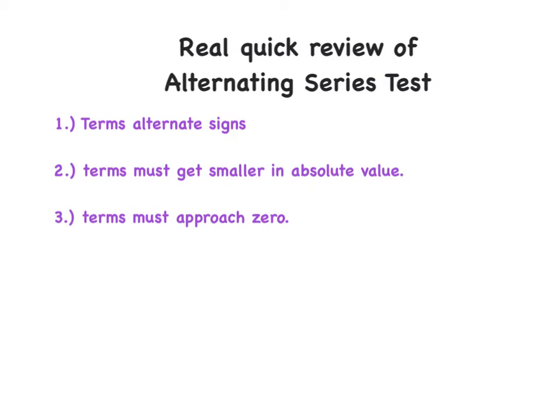There are 3 conditions we said had to be met. First of all, the terms actually have to alternate signs, and that's the no-duh condition. You're going to spot that right away by seeing -1 to the n, or sometimes -1 raised to the n plus 1. Something like that is going to cause it to alternate. Condition number 2, the terms have to get smaller in absolute value. In other words, the n plus first term has to be less than the magnitude of the nth term.